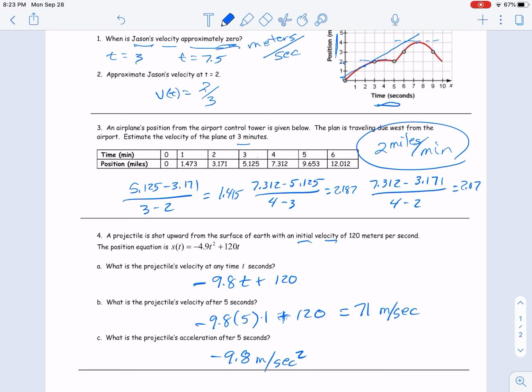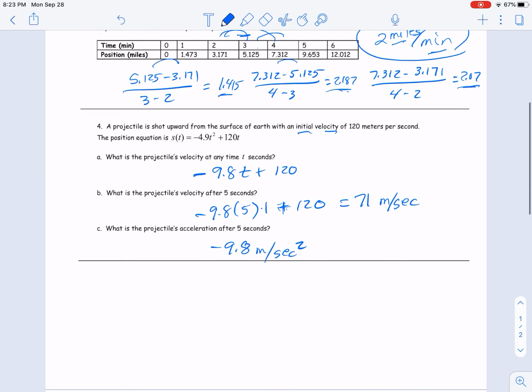Tables, they want to know the velocity at 3. I did it 2 different ways. I used 2 and 3. I used 3 and 4. I used 4 and 2. Did the math. They're all pretty darn close to 2, so I wrote the answer as 2 miles per minute.